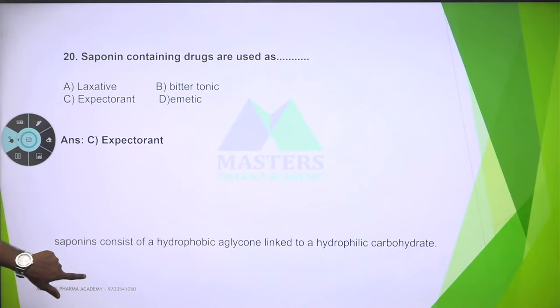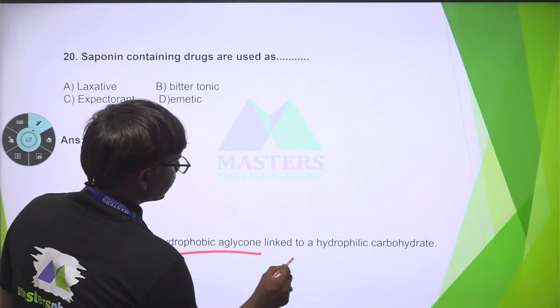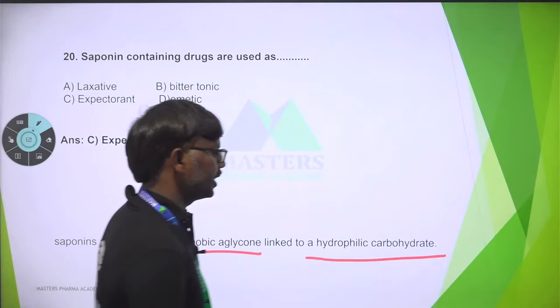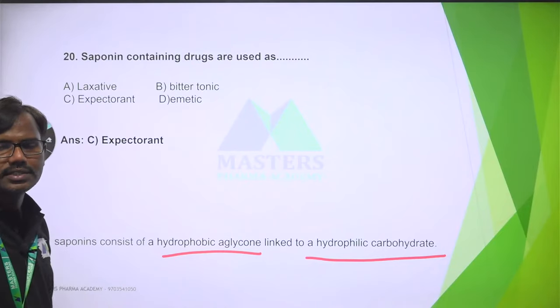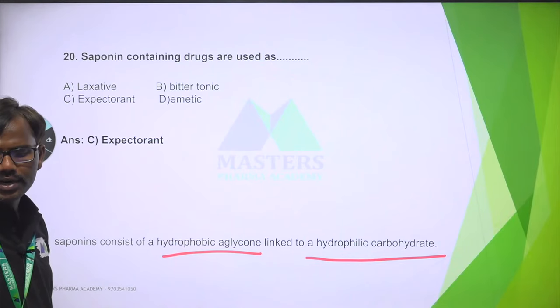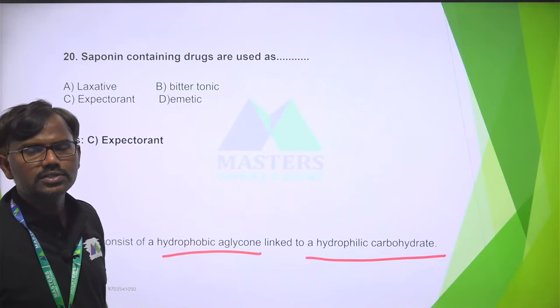So saponin containing drugs are used as expectorant. We already showed the answer, so it is the expectorant. Saponin contains a hydrophobic aglycone linked to a hydrophilic carbohydrate. So that is saponin. Can you name any drug which is a saponin drug? A pharmacognosy drug used as a saponin.